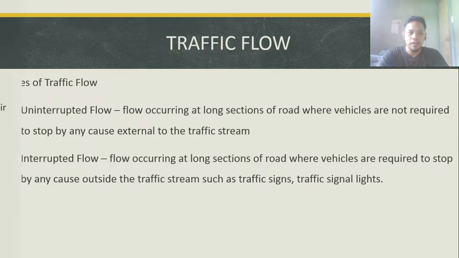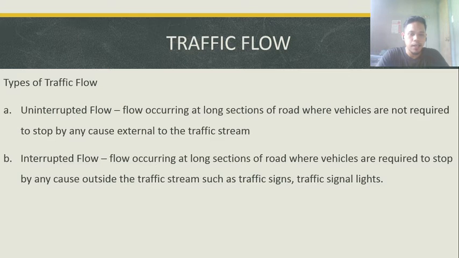So, next is the types of traffic flow. There are two types of traffic flow, and the first one is uninterrupted flow, occurring at long sections of road where vehicles are not required to stop by any cause external to the traffic stream. A good example of uninterrupted flow can be located at national highways, like outside city properties. A good example is the Pan Philippine Highway, National Highway.